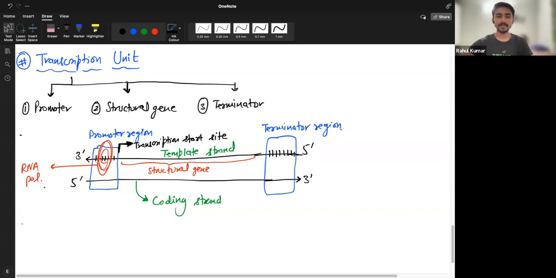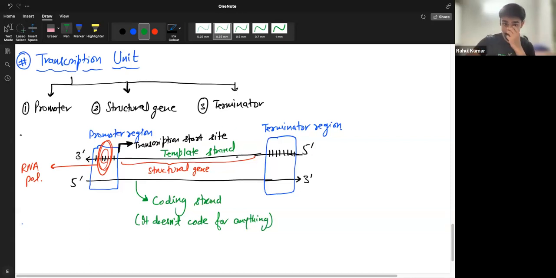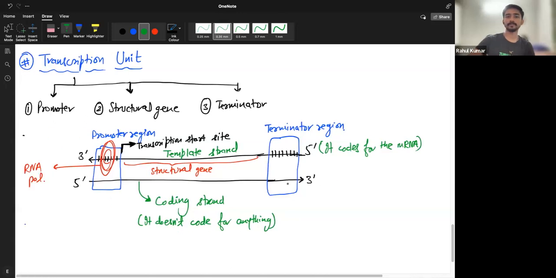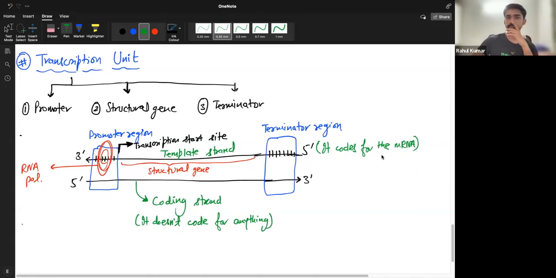So for the coding strand, you can just write: coding strand, it doesn't code for anything. And for the template strand, you can write: template strand, it codes for the mRNA. Okay. Perfect.